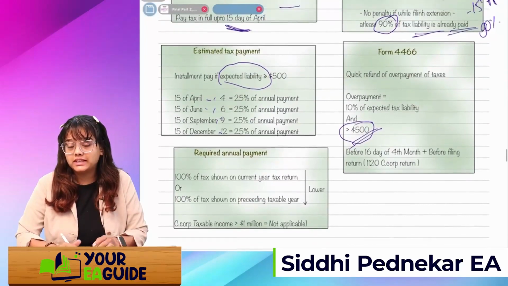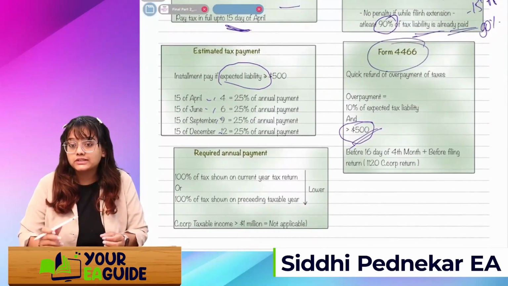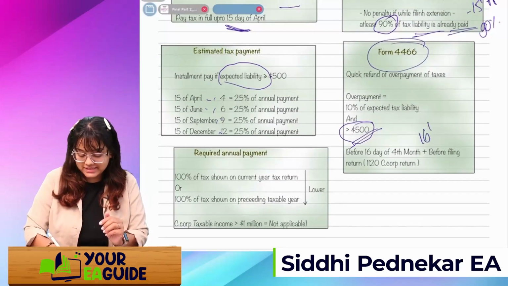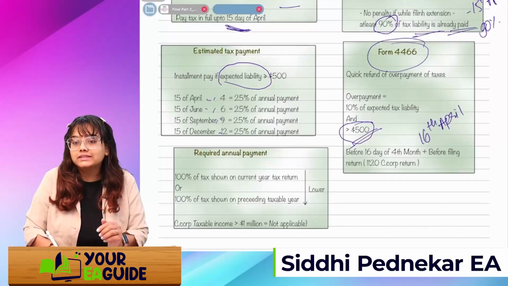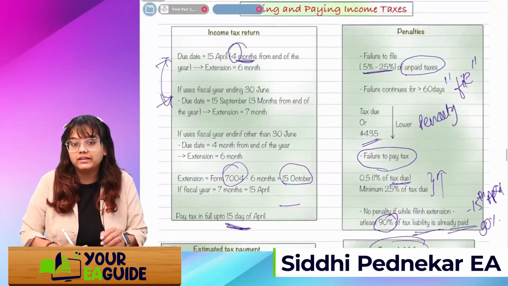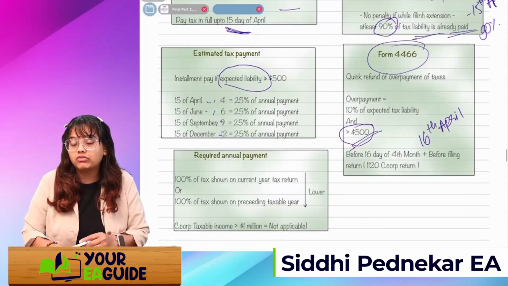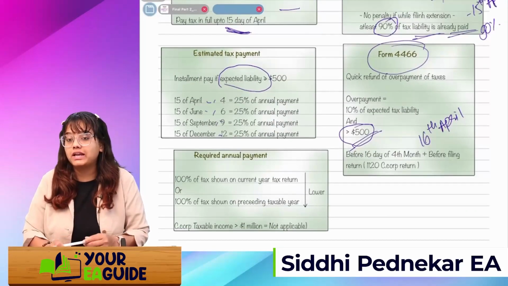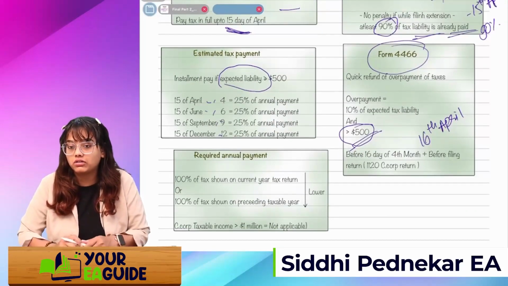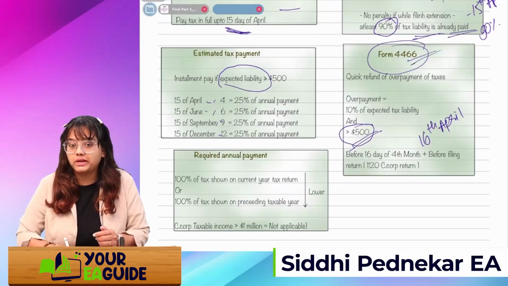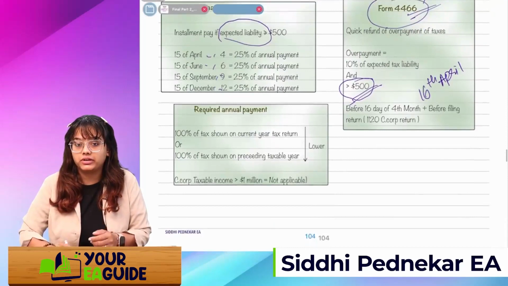Till what date should you file this form for refund? Before the 16th day of the 4th month, means before 16th April. Okay, this is simple. 16th day, here it's 15th, right? 16th day of the 4th month, plus before filing the return. Before filing the corporate tax return, you need to file this form, that if you have paid the excess amount, then you can take the refund.